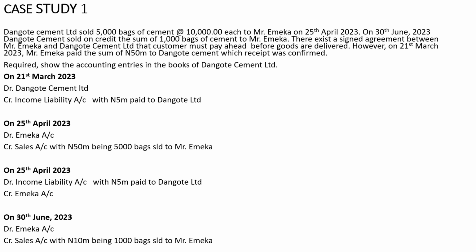Now, this is a bit tricky question. I say tricky because if you don't understand certain principles, you may miss or misinterpret the concept here. Now, let me pick it one by one. Dangote Cement Limited sold 5,000 bags of cement at 10,000 each to Mr. Emeka on the 25th of April 2023.